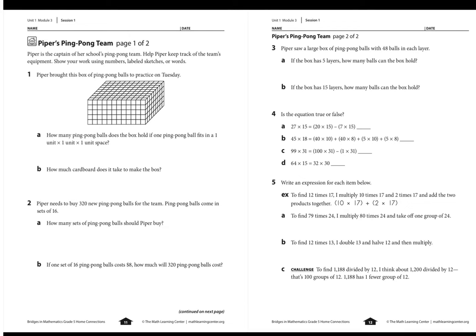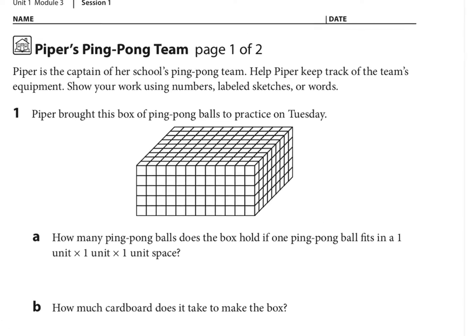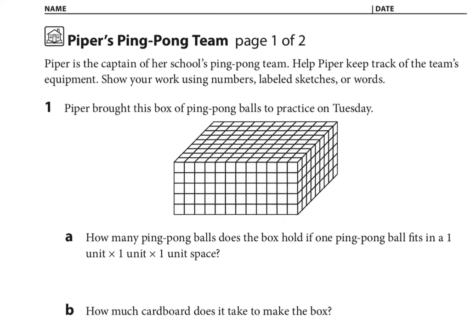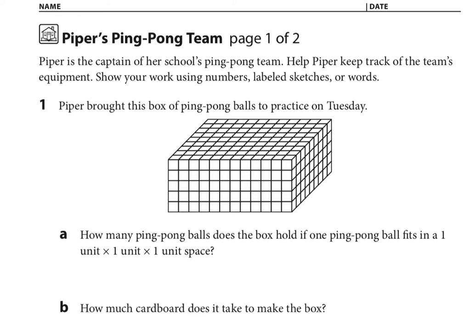All right, so we're looking at grade 5 math, and this is Bridges Unit 1, and we're doing volume and multiplication. So let's have a look. The first one is about a box of ping pong balls. And the first question is asking how many are going to fit inside here total.